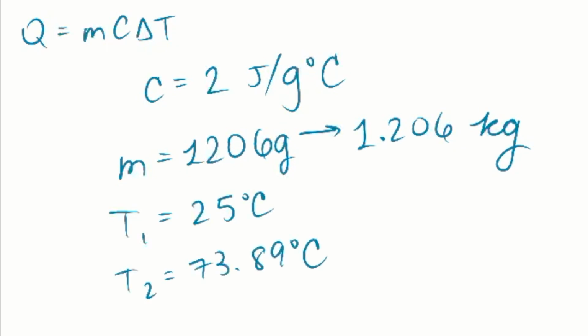So for Q = mcΔT, we know that our c is equal to 2 joules per gram degrees Celsius. A brownie batter and a blondie batter are pretty much the same, so I'm assuming that they're similar enough. And then the mass for our entire batter is 1,206 grams, which is 1.206 kilograms. Our first temperature is 25 degrees Celsius, and our final temperature, which is the internal temperature of the brownies once they're done baking, is 73.89 degrees Celsius.